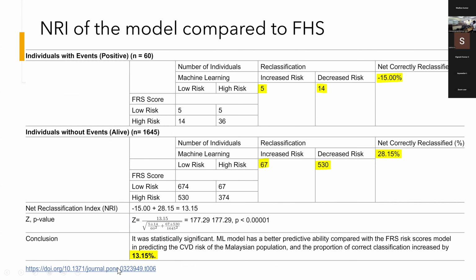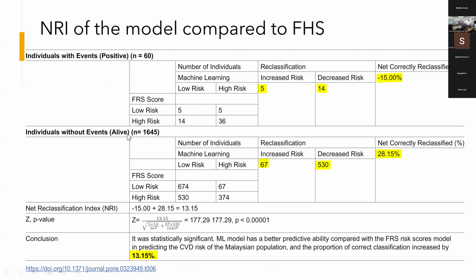So here, as compared to the Framingham risk score, we can see that this new model based on the LR score actually increased the risk for 5 participants who actually had the outcome, and it wrongly decreased the risk for 14 participants who had actually developed a cardiovascular event. So the net reclassification index for this group of participants who had an outcome was minus 15%.